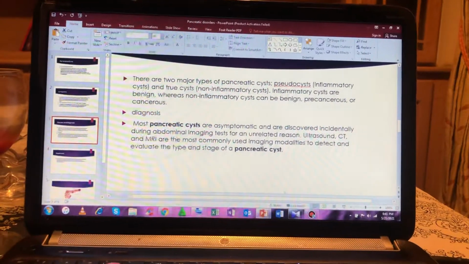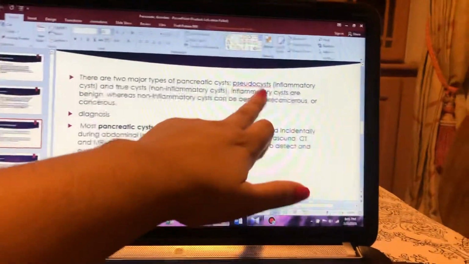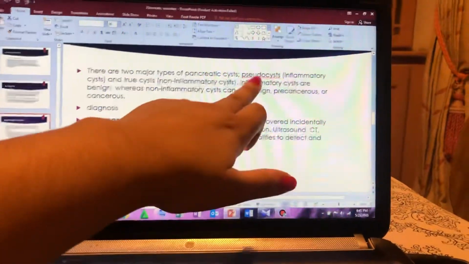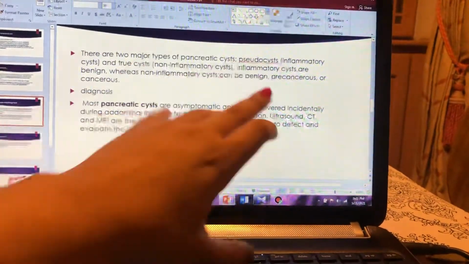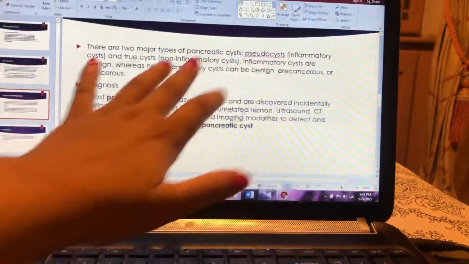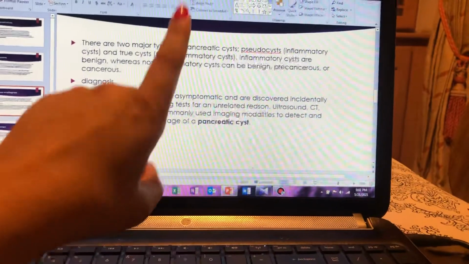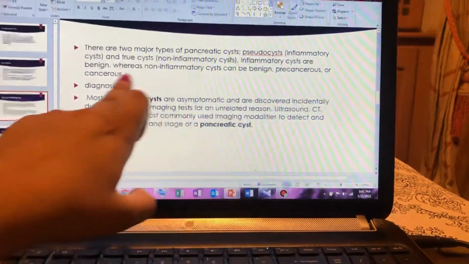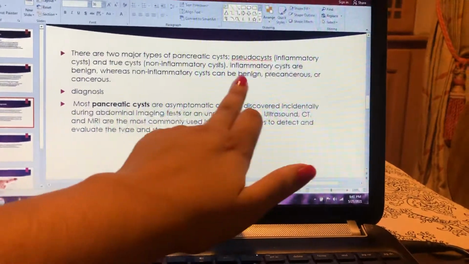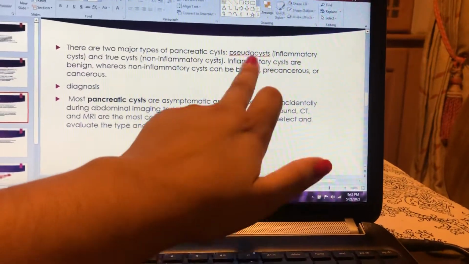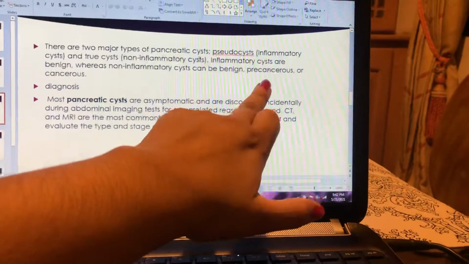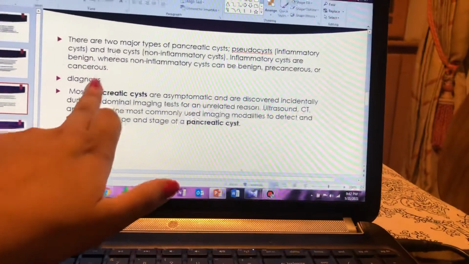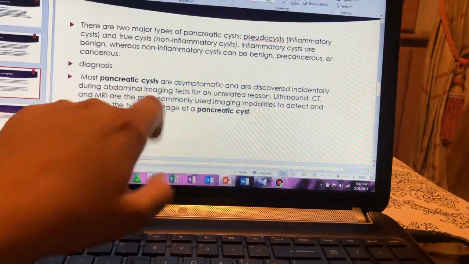There are two major types of pancreatic cysts, as I told you, pseudocyst and true cyst. The word pseudo means fake, unreal. So that is just inflammation. But true cysts are non-inflammatory, which, of course, can turn into potentially cancerous cysts. Inflammatory cysts are benign, of course, whereas non-inflammatory cysts can be benign, or rarely precancerous or cancerous. This is exactly what I was explaining to you a while ago.